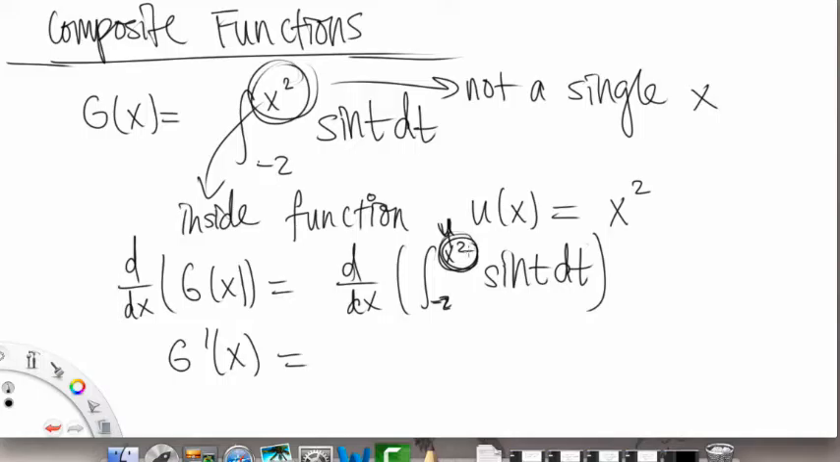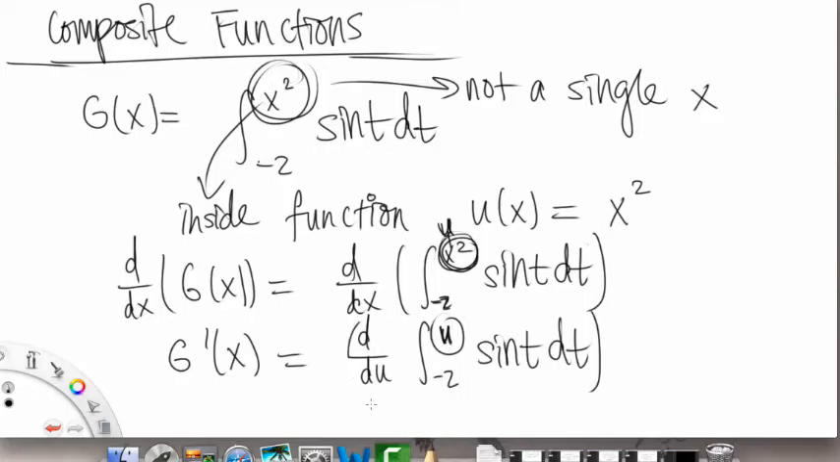So we don't want to consider what's going on inside that upper limit yet. We're just going to consider it as something there right now, holding a place. In this case, what I mean is we could rewrite it as d/du of the integral from -2 up to u of sine t dt, because we're not considering what's actually going on in the upper limit. According to the chain rule, we'll have this multiplied by the derivative of the inside function with respect to x, the one that we want.